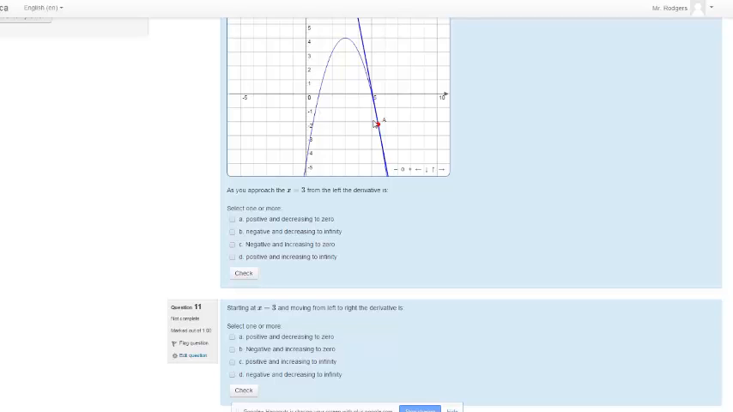It should be negative and decreasing to negative infinity is what it should say. But it shouldn't be... No, yeah, because the slope's getting bigger. The slope is getting bigger in magnitude, but it's decreasing. Okay, so decreasing to negative infinity. Negative and decreasing to negative infinity is the answer. Yeah, I think so. Luke, does that make sense? Yeah, that makes sense.